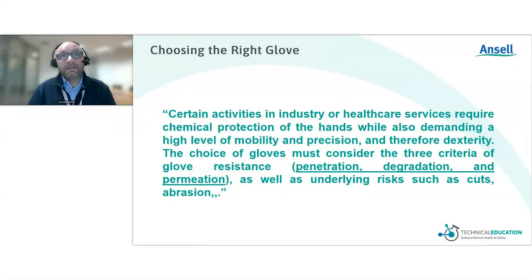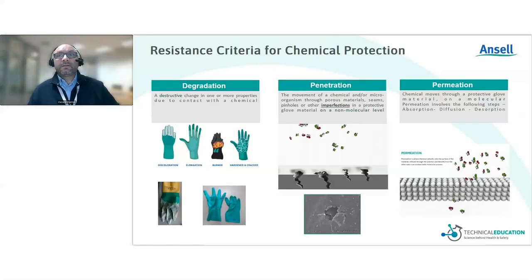We will go quickly over the definitions. And by the way, you can find on our website a lot of interesting assets explaining the three different criteria. But let's go through a refresher: what is degradation, what is penetration, and what is permeation. I will start with the first one. Degradation is a destructive change in the material, and it's visible. It could be cracking, it could be elongation, or it looks like burning. In the coming slides, we have some real pictures showing the degradation.